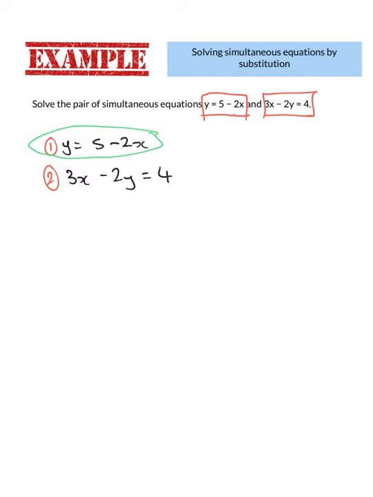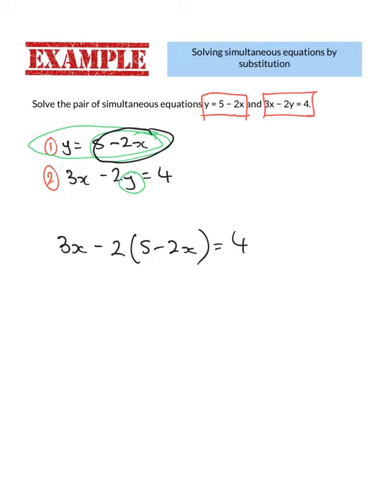What we do in substitution is we take this known variable and we sub it into the other linear equation. So we're going to take y, which is equal to 5 minus 2x, and sub it into y here. And you're going to have it look like this. When we write out our second equation, we have 3x minus 2, and in the space of y, we're actually going to sub in our y up here. So we get 3x minus 2 times (5 minus 2x) equals 4.